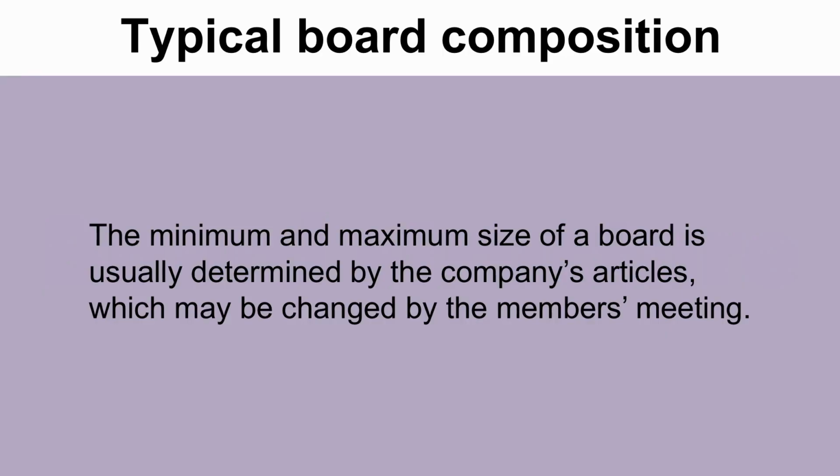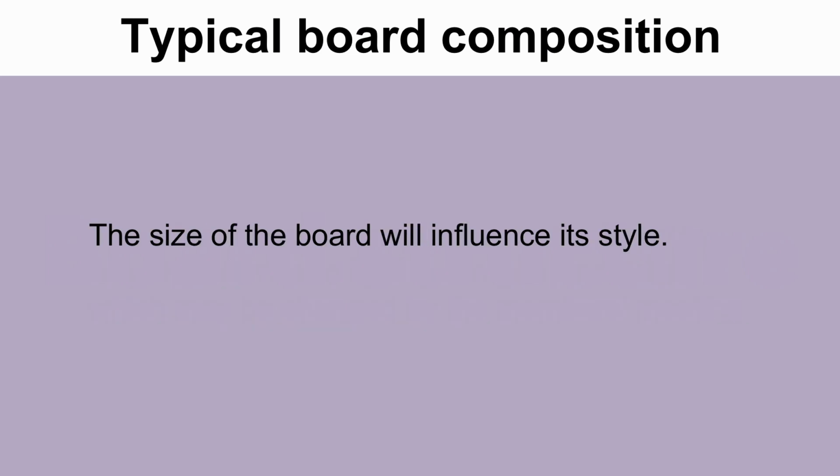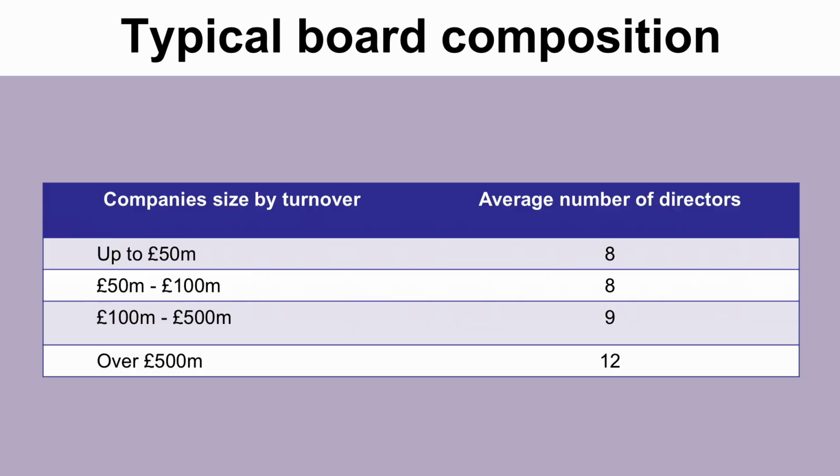Typical board composition. The minimum and maximum size of a board is usually determined by the company's articles. Remember how important the articles are, which may be changed by the members meeting. The size of the board will influence its style. Here are some typical examples.